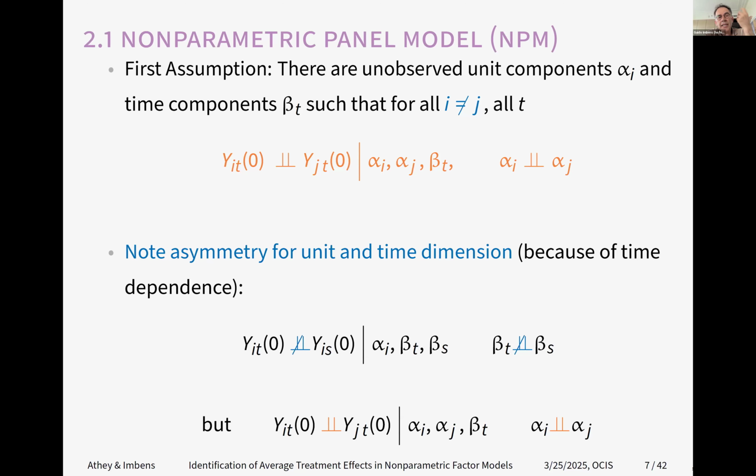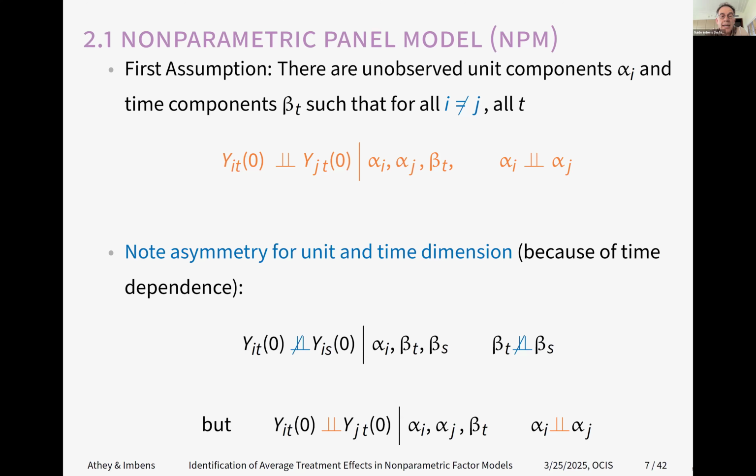And so the assumption is asymmetric in the unit and time dimension. That's partly because the unit and time dimensions are conceptually clearly very different. We think there may be exchangeability in the unit dimension, but certainly not in the time dimension. The time dimension is ordered in a particular way. And so we're not going to assume that if we look at the outcomes for the same unit at different points in time, those outcomes are necessarily independent, even if we condition on the betas at those time periods, as well as the unit-specific component.